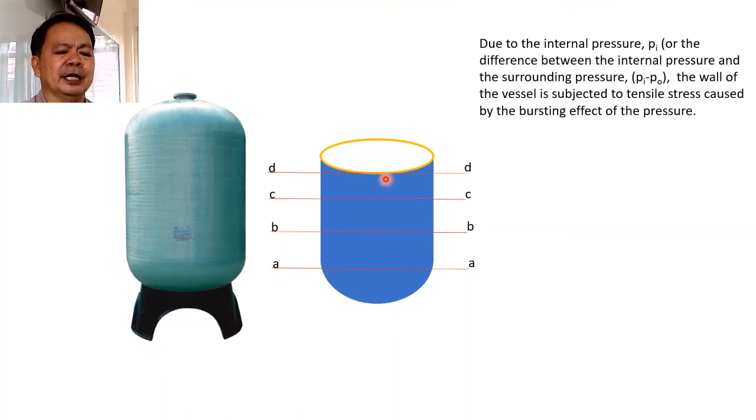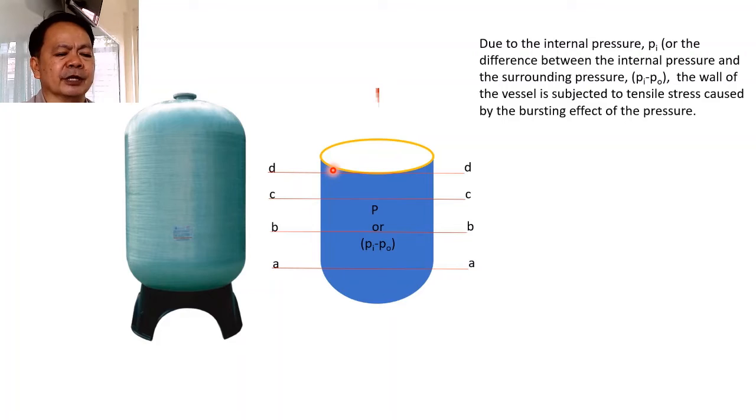Sabi nga dyan, due to the internal pressure P sub I, or the pressure difference. Okay? Again, I am referring to the pressure difference as the pressure between the internal and the surrounding. The wall of the vessel is subjected to tensile stress caused by the bursting effect of the pressure. And how do we compute for the bursting effect?